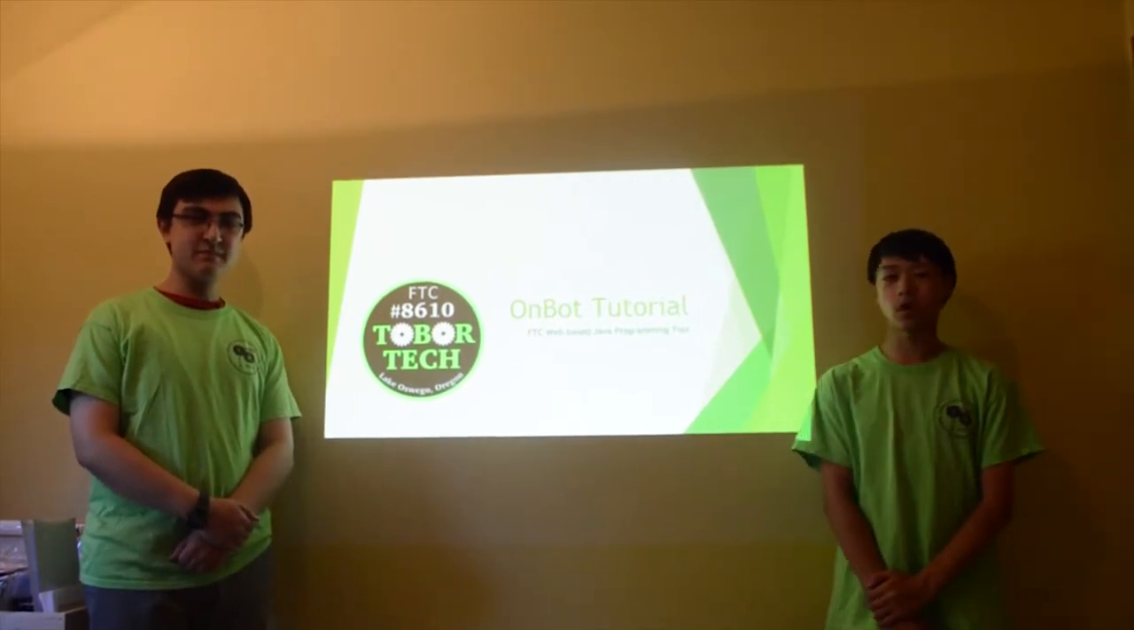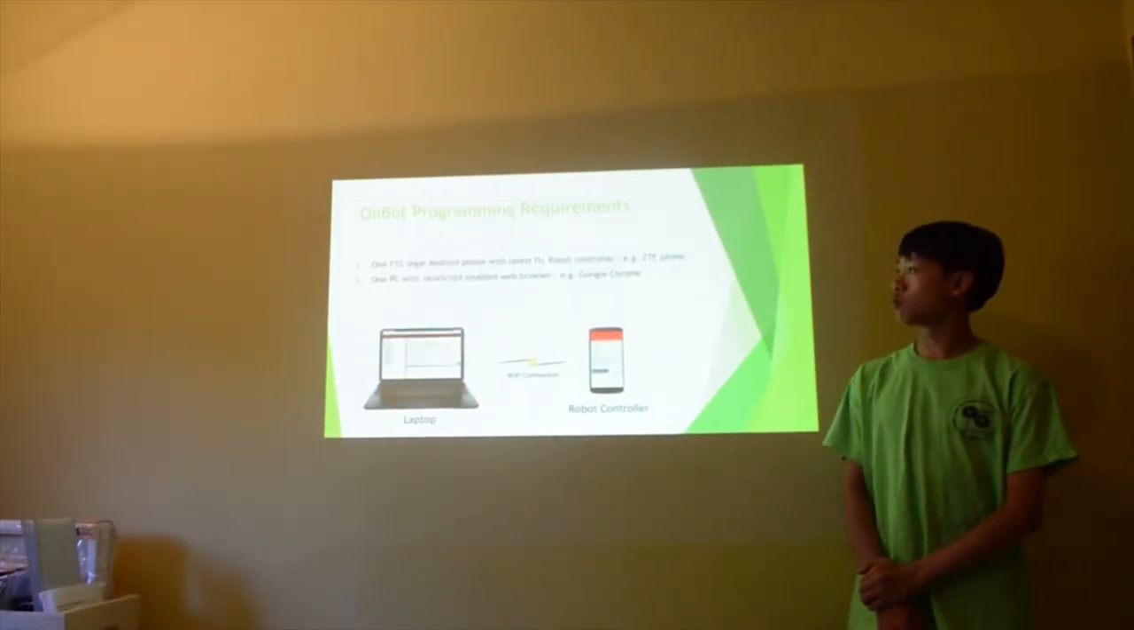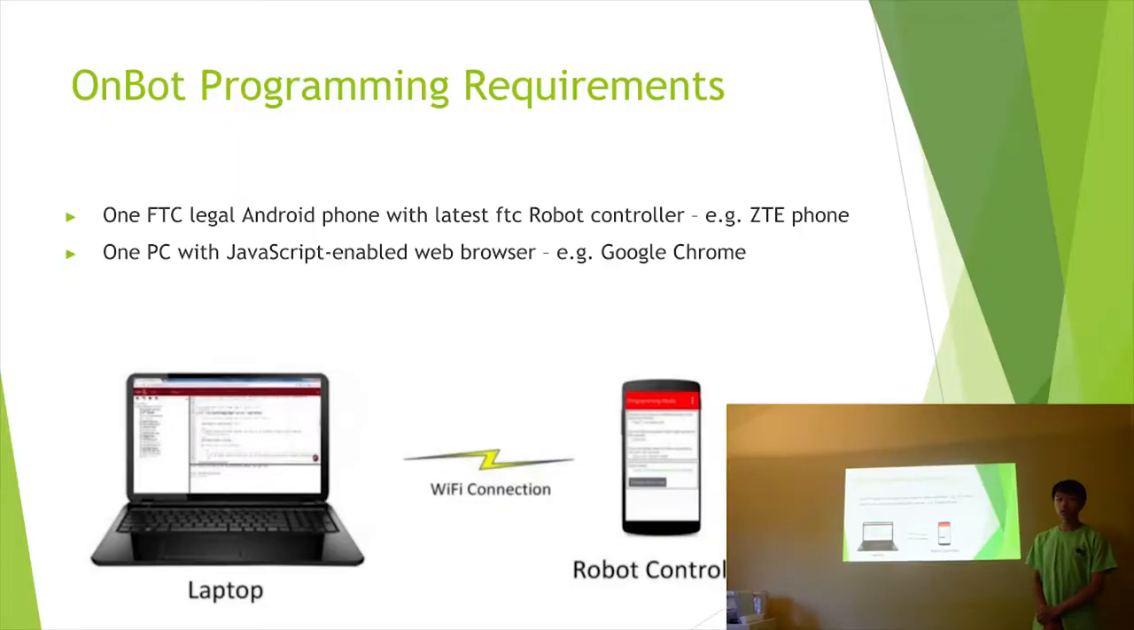Today we'll be talking about OnBot, which is an FTC web-based Java programming tool. First, we're going to talk about OnBot programming requirements. The first thing you need is one FTC legal Android phone, such as the Motorola or ZTE phone, with the latest FTC robot controller app on it. You'll also need one PC with a JavaScript-enabled web browser, for example, Google Chrome. This is because you use the laptop and connect it to the robot controller in order to use OnBot.